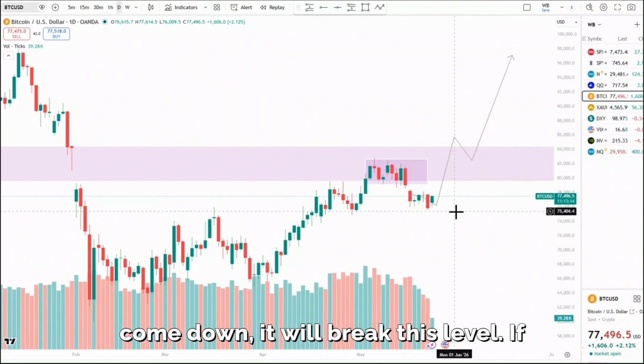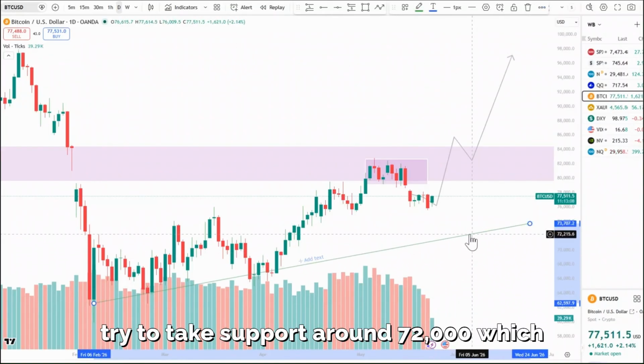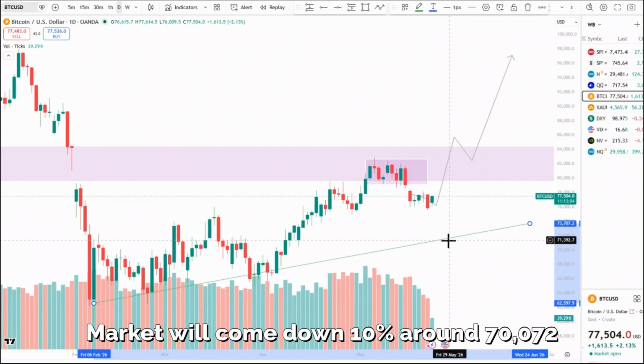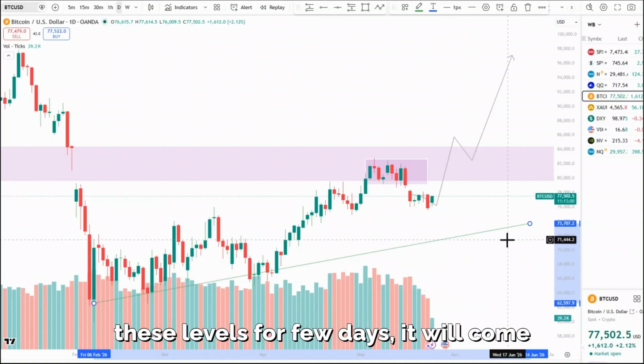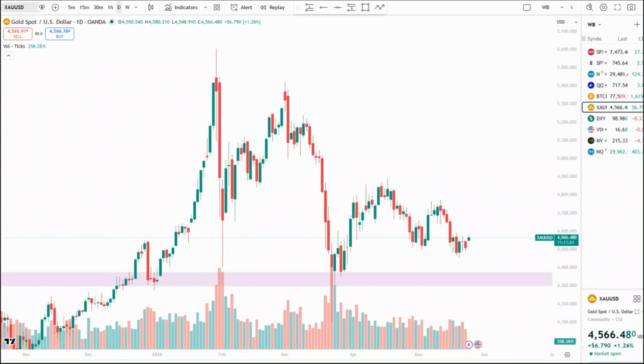But if it has to come down, it will break this level. If you see there is a trend line, it will try to take support around 72,000, which is 10% down from this current level. Market will come down 10% around 70,000, 72,000, and after resting around these levels for a few days, it will come down further after breaking this trend line level again.